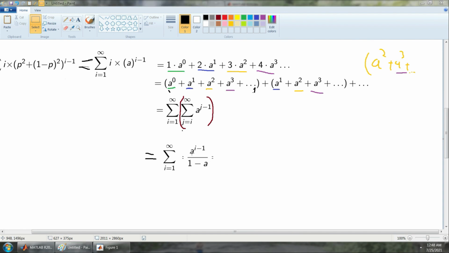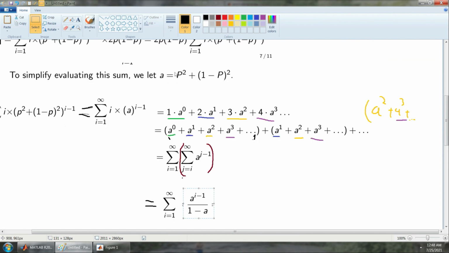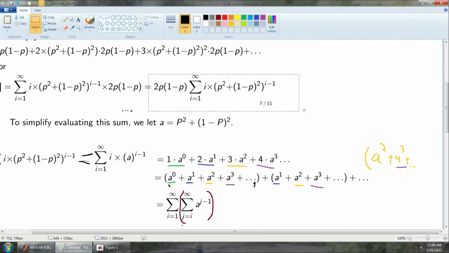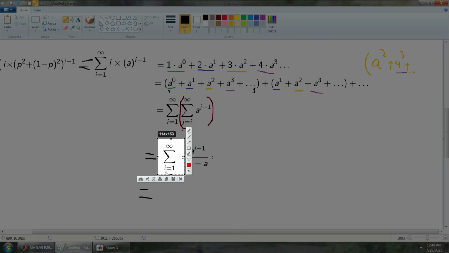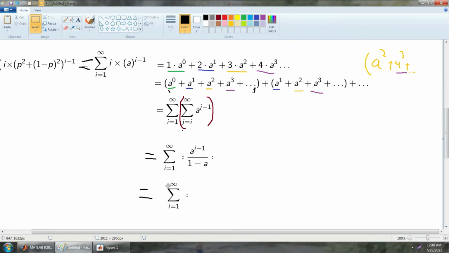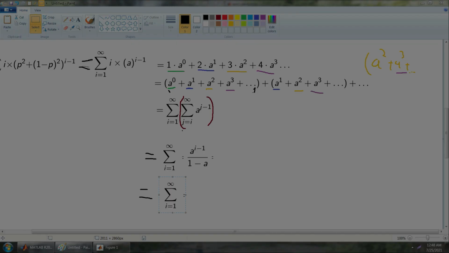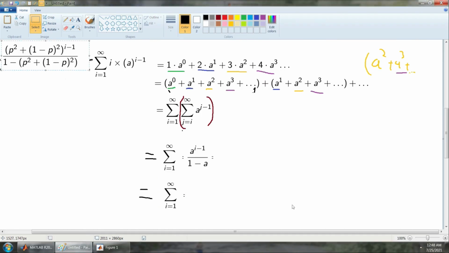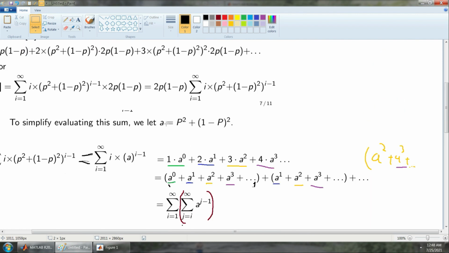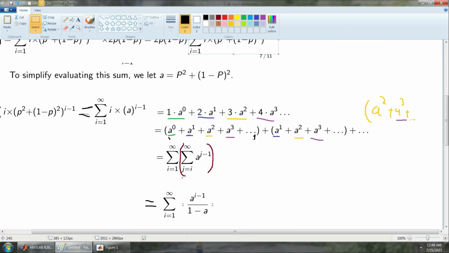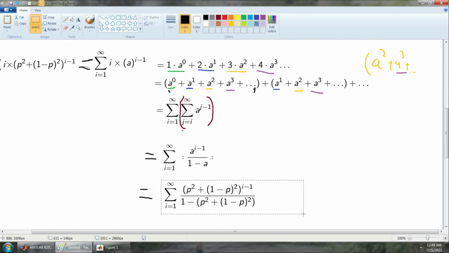Now, from here, I can simplify this again by noting that I defined a in terms of p. So if I simplify this out, I can go back to this problem here. So from here, this would simply be equal to, again, the same sum. And instead of this (a^(i-1)) all divided by 1 minus a, I would simply plug in that quantity for a. So TLDR, this whole sum here simplifies via this process to this sum here.